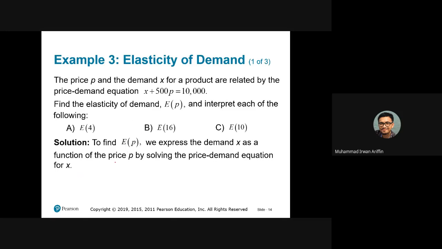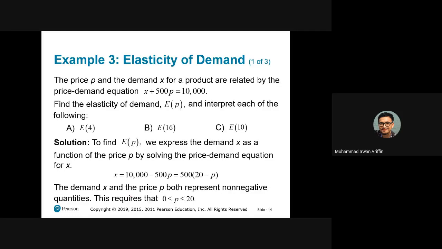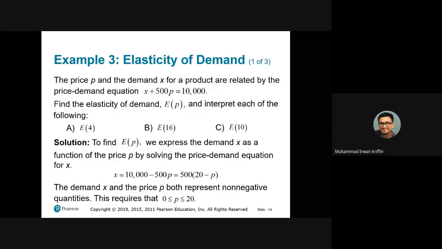We collect all terms, which is simple. We put X alone on the left-hand side and all the other things on the right-hand side. So we have 10,000 minus 500P. You should be able to see that there is a negative relationship; this is the law of demand. If price goes up, quantity demanded would go down. Also, this equation puts a constraint on price. Price cannot be greater than 20.